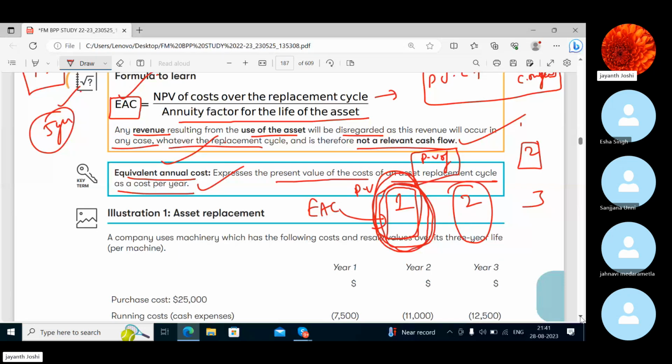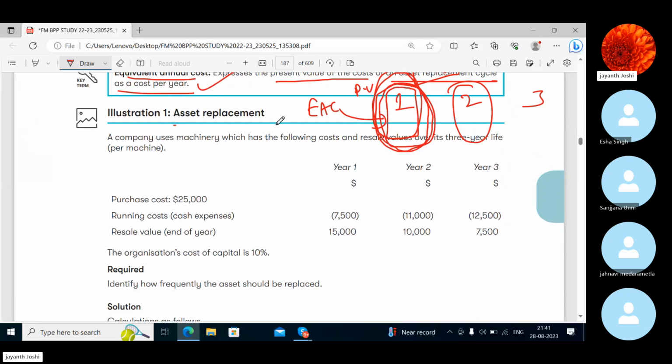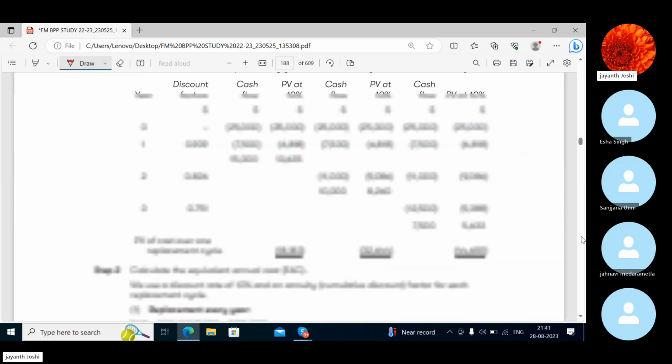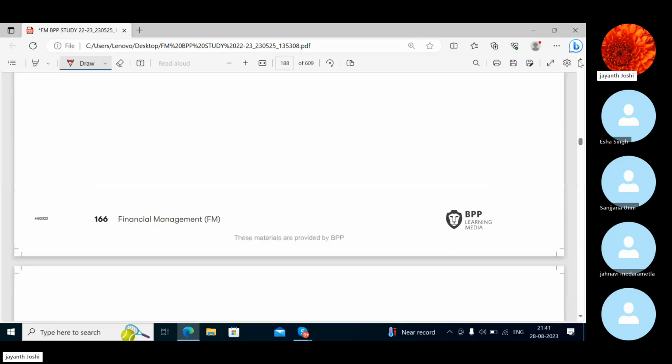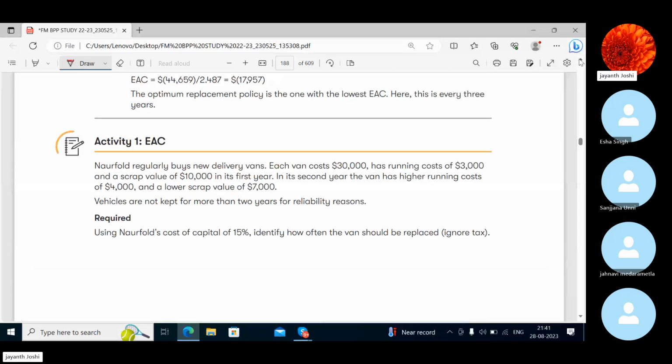Okay, now asset replacement. So here is a question and I'll show you how to do this, and then I will give you an activity as well to solve. Okay, let's understand this.